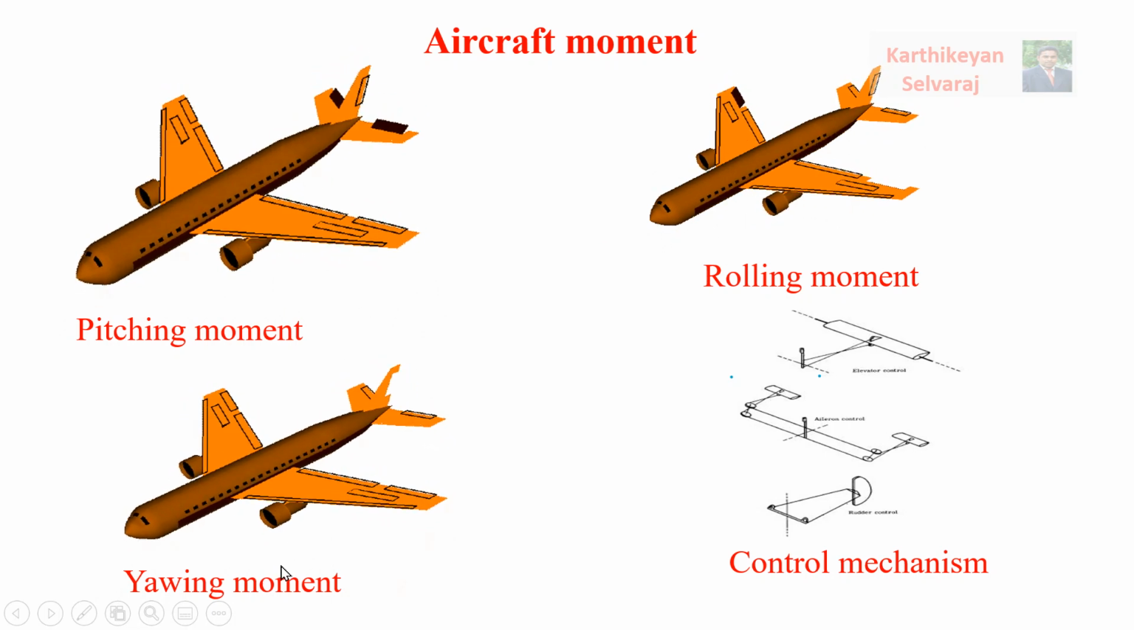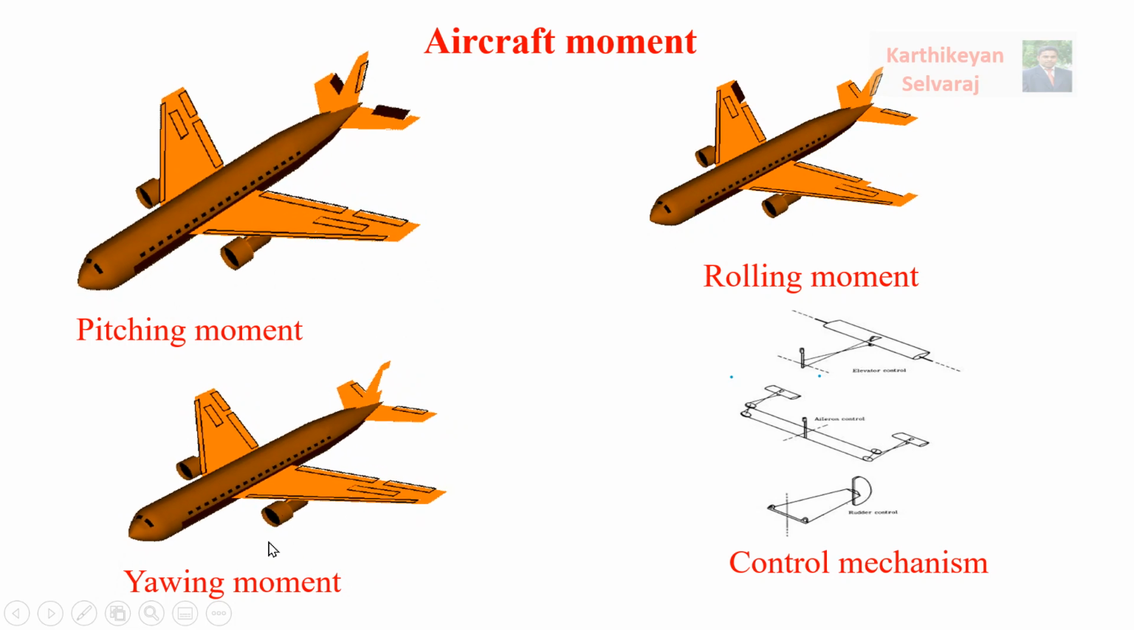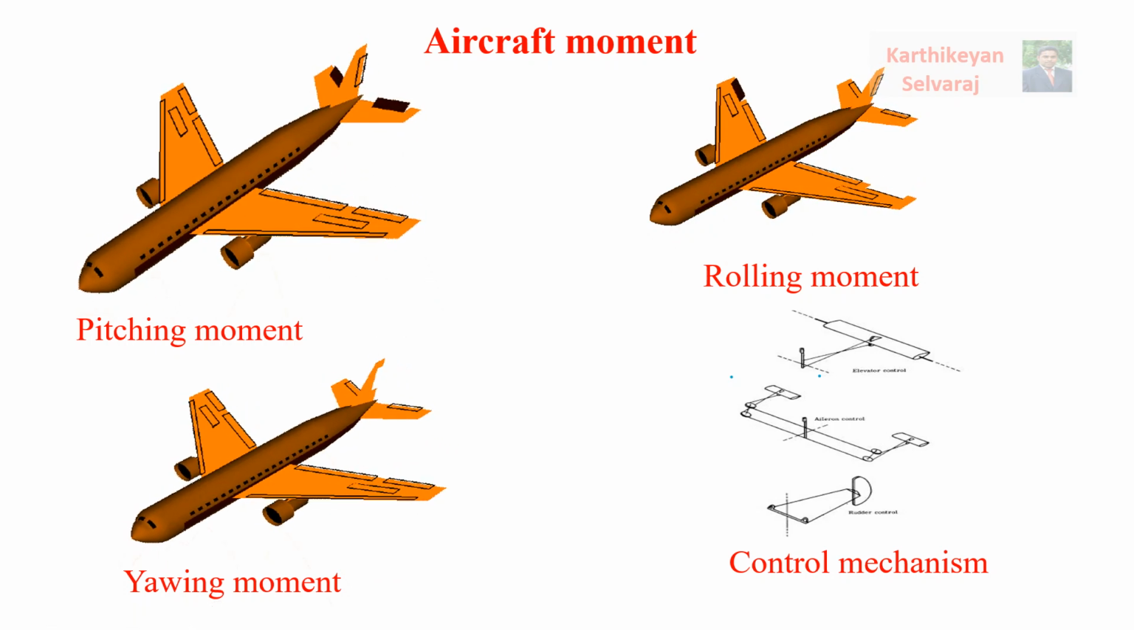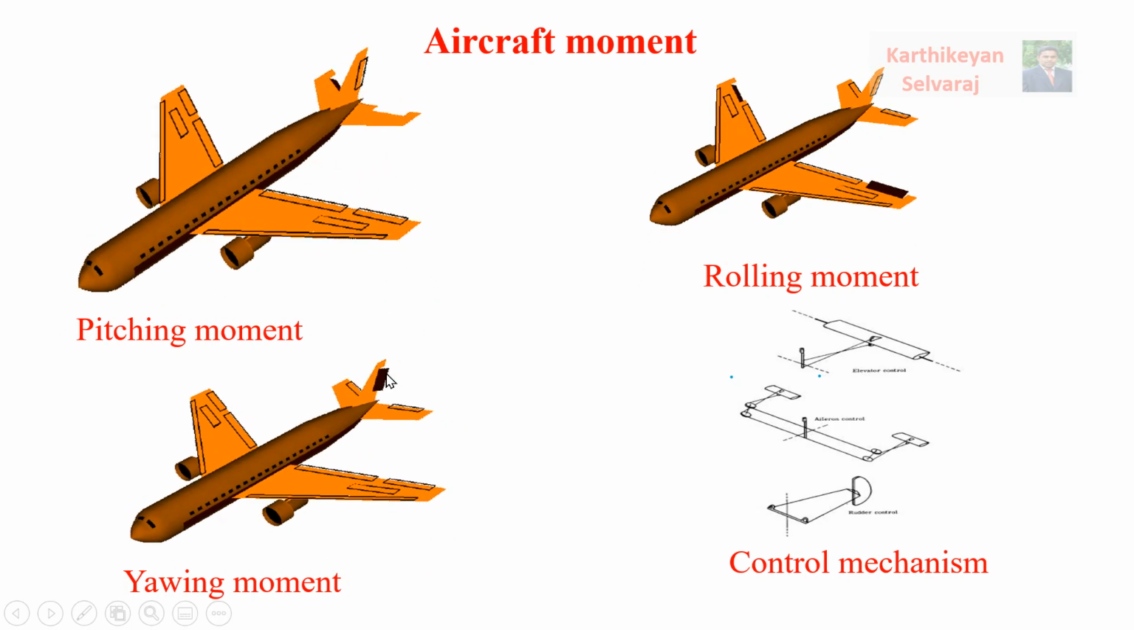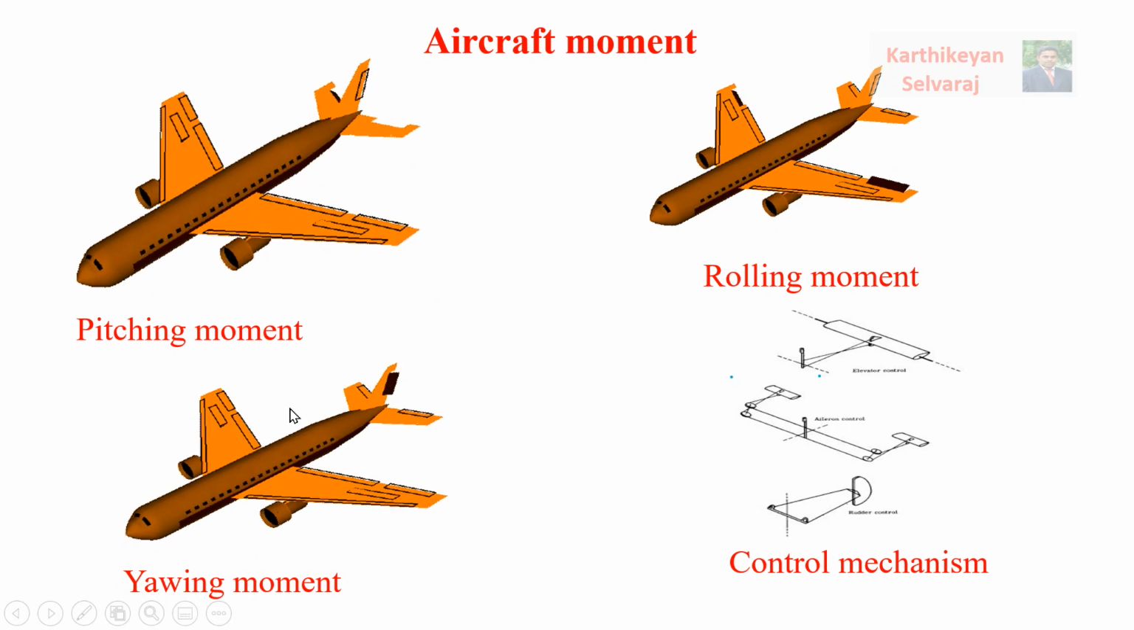And this is your yawing motion. Yawing motion is based on rotation about your normal axis, so normal or vertical axis rotation. It will be controlled by the movement of the rudder. Again, from the stability point of view, it is directional stability.